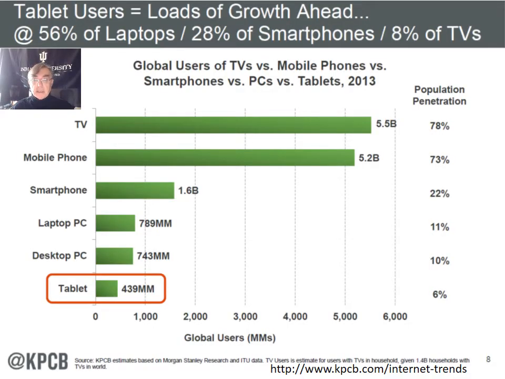Here are some statistics on the various devices in the world. TVs at 5.5 billion are the highest, but they're being chased by mobile phones and smartphones. The smartphone, as it gets lower in price, because Moore's law is making smartness cheaper, is of course one of the fastest growing parts of the mobile phone market.